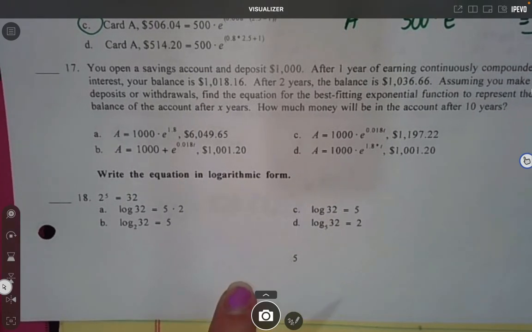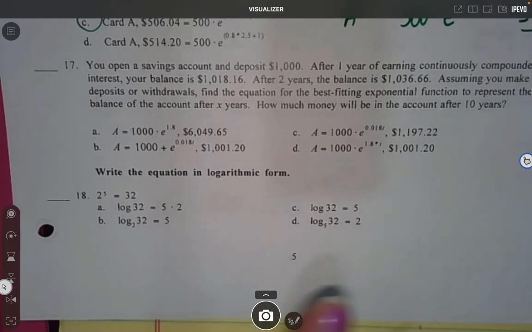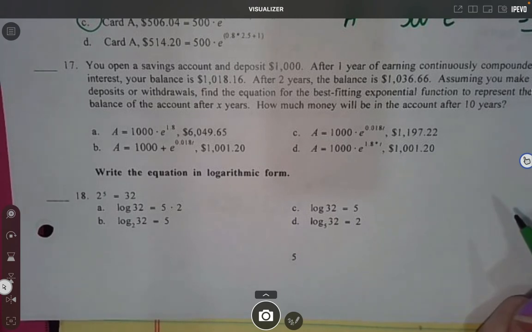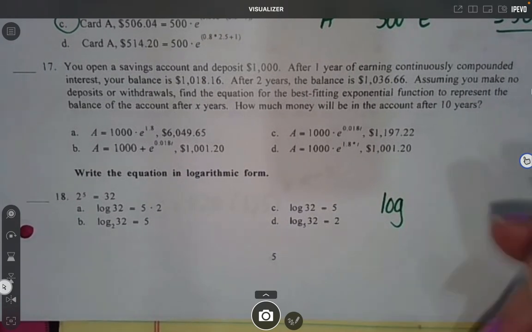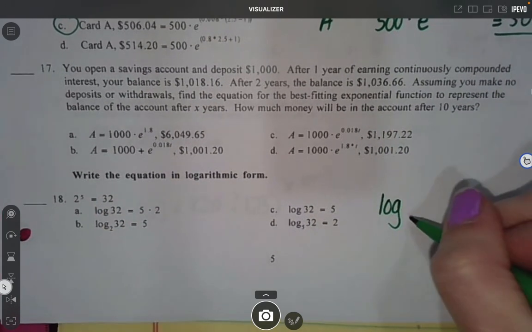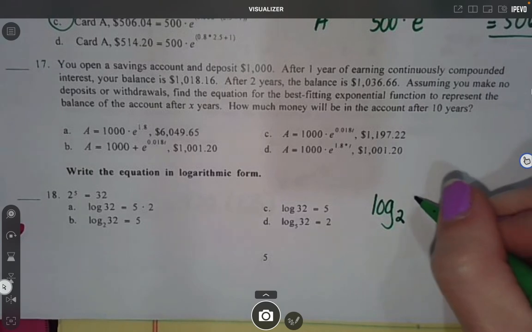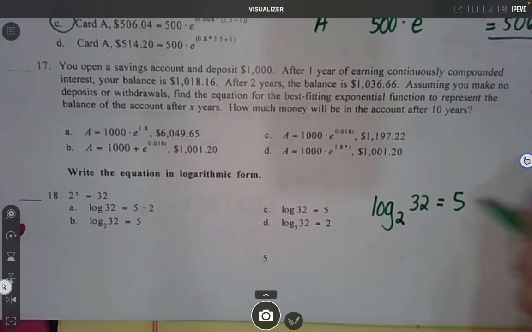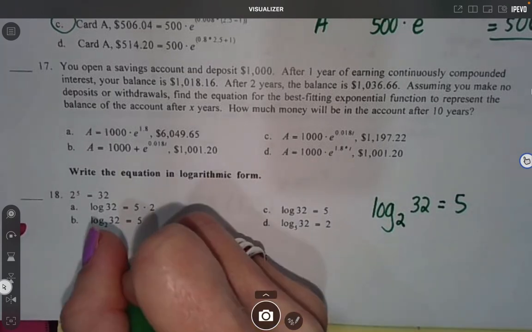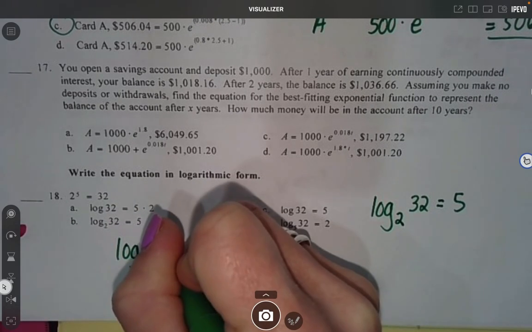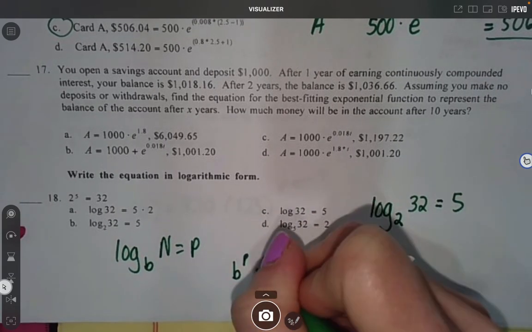Yes, there is one like 18 on there. This is what we learned yesterday, Sky, when you weren't here. So you write it in logarithmic form. It's log base, what's our base number? 2. Log base b of our number, which is our answer, 32, equals the power, which is 5. So it's log base b of the number equals the power. And this is not in logarithmic form: base to the power equals the number.